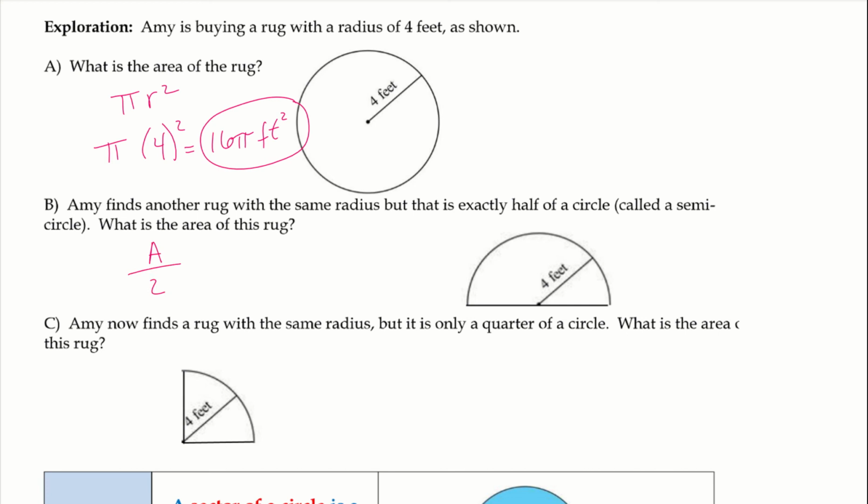So we already know what the area of the entire circle is, which is 16 pi. So if we divide that by 2, I'm going to end up with 8 pi, and then feet squared.